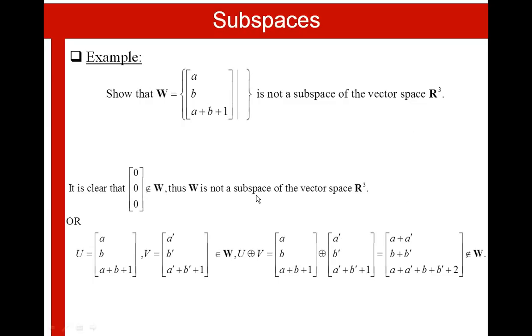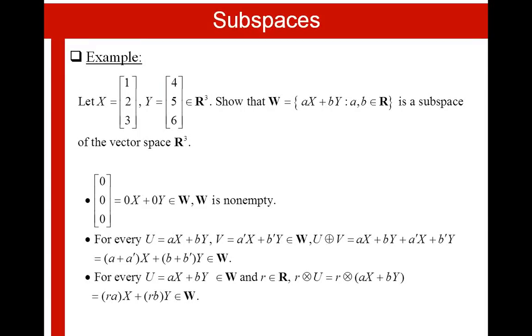It is sufficient to show that any one of the three stated rules in the theorem is not met, any one of them, to conclude that the set is not a subspace of the vector space.